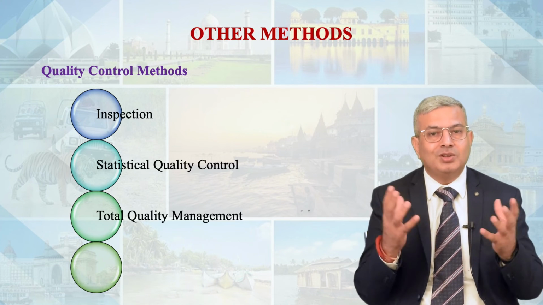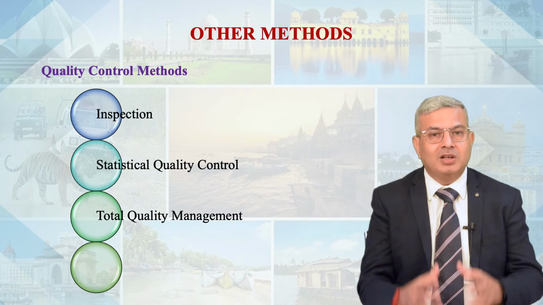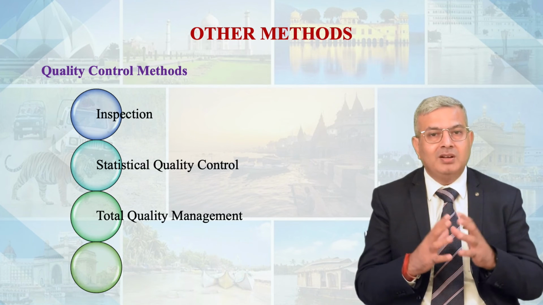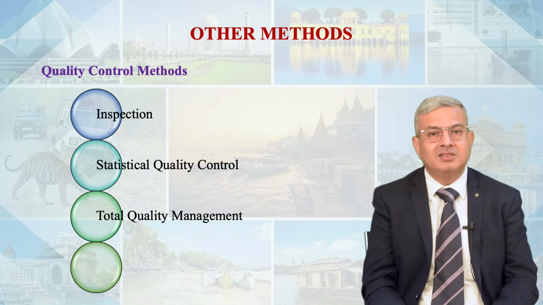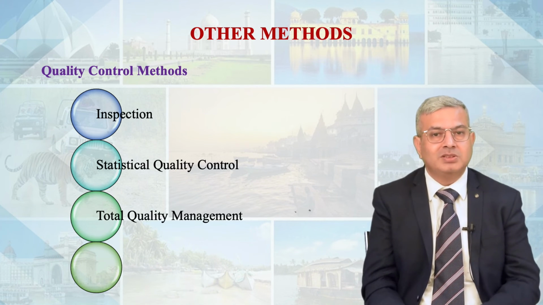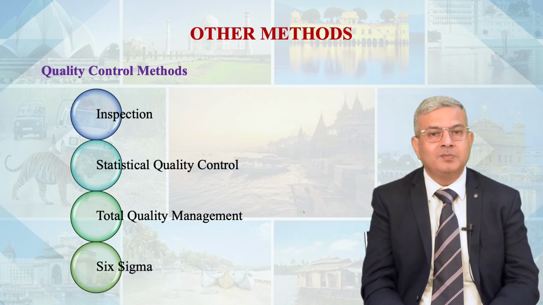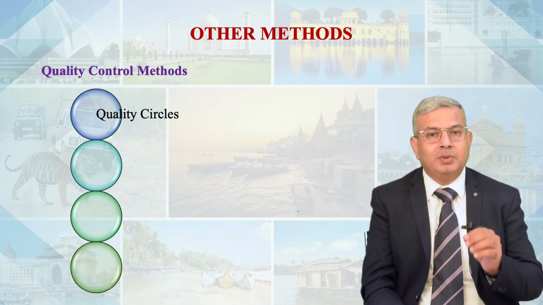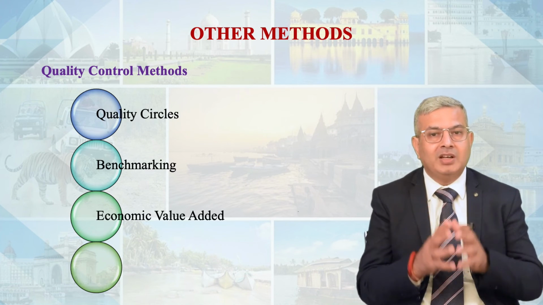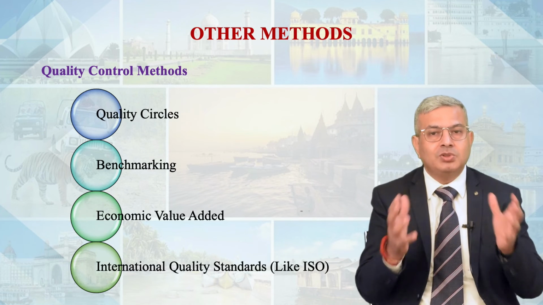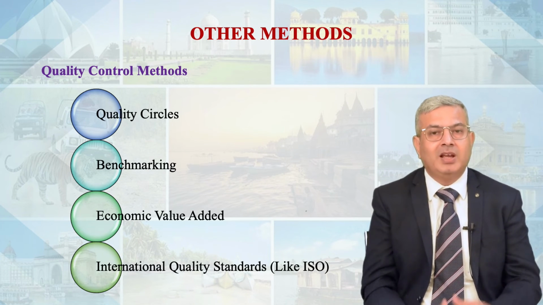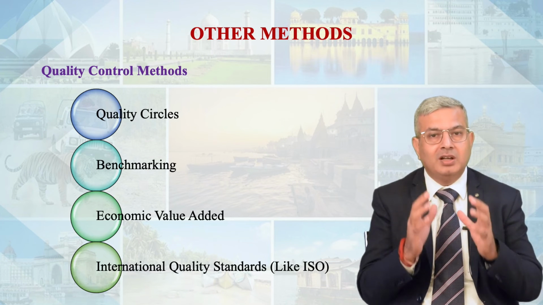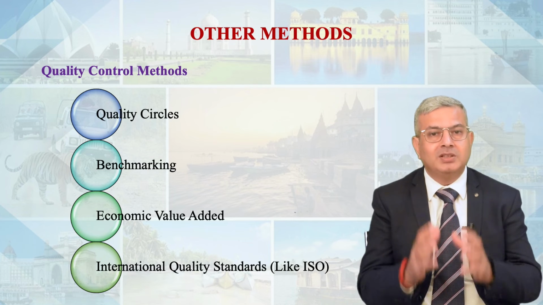The concept of total quality management helps the organization to ensure that they believe in ultimate quality and they don't want to compromise on the services that are delivered to the consumers. Methods like Six Sigma, quality circles, benchmarking, economic value added, and the ISO standards, which have become so popular across various industries, help any organization to ensure that appropriate quality control methods are put into place.